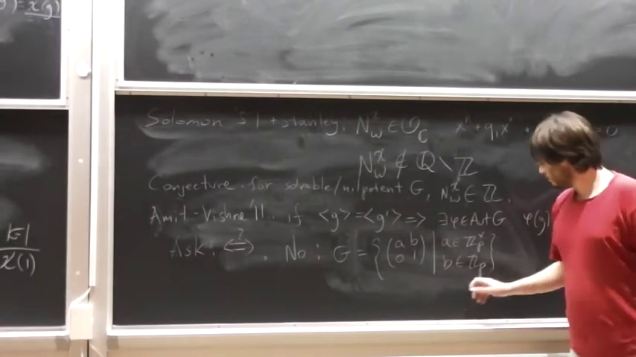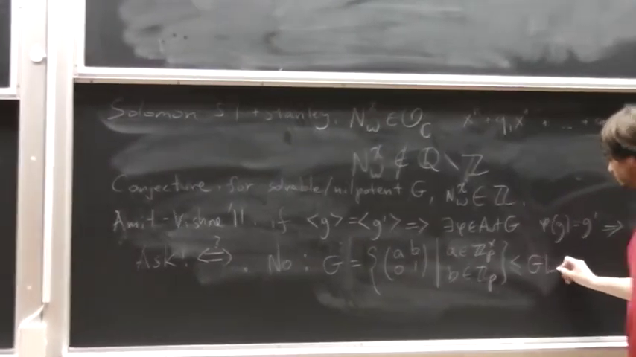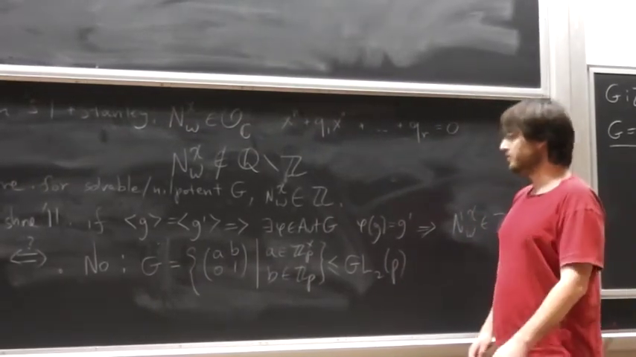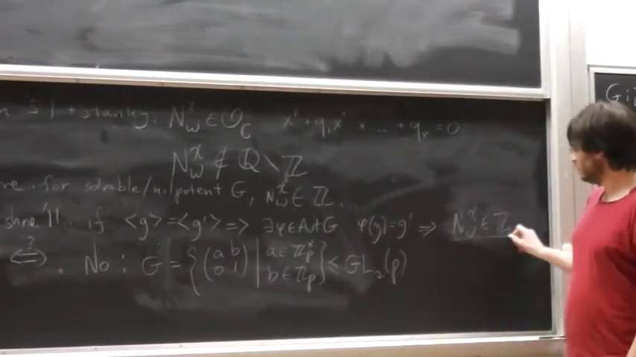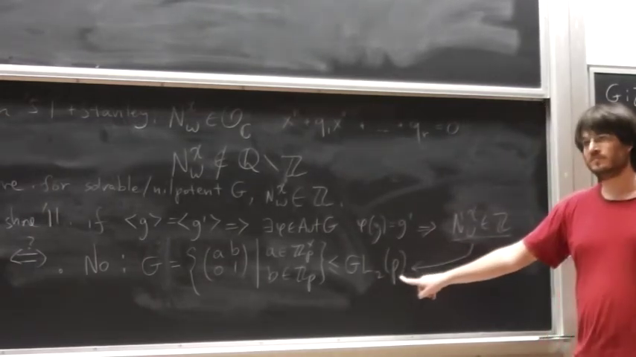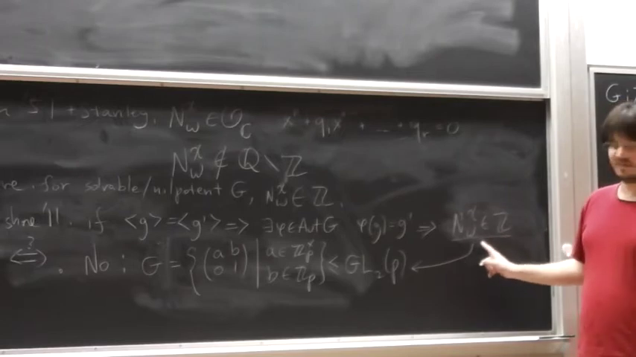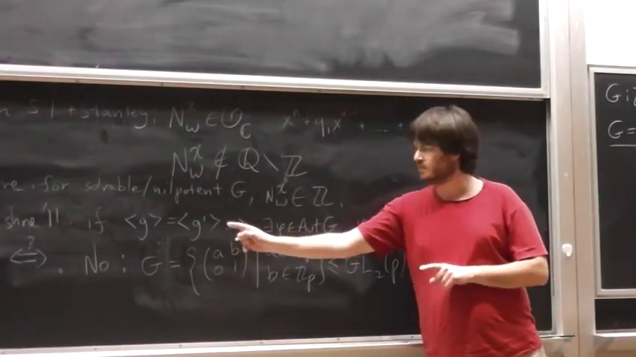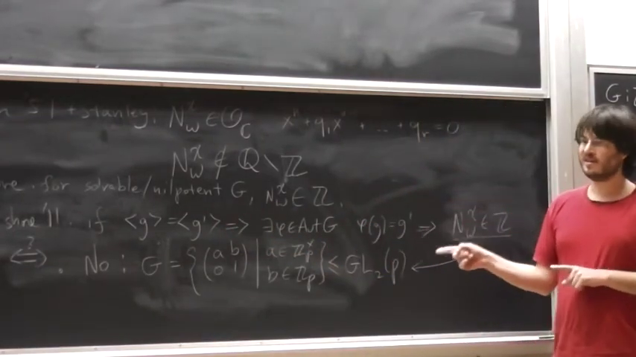So this is the subgroup of GLP, and this is a counterexample. We show that this happens here: all the Fourier coefficients are integral. But at least for some of these groups, we have elements which generate the same subgroup and are not related by an automorphism.